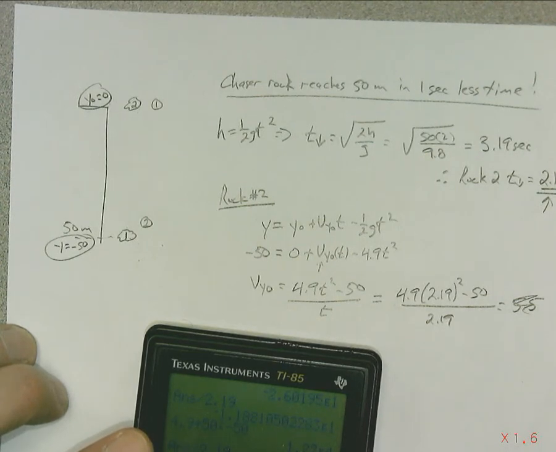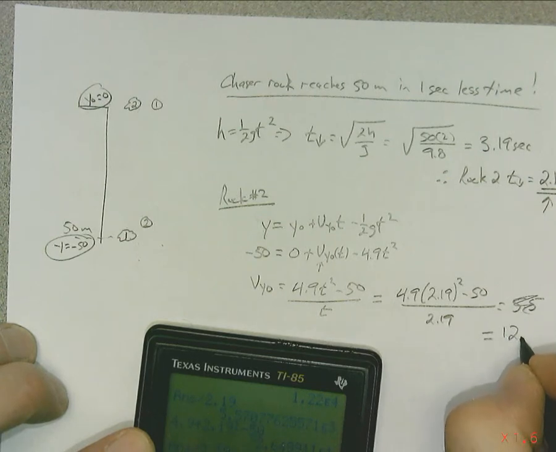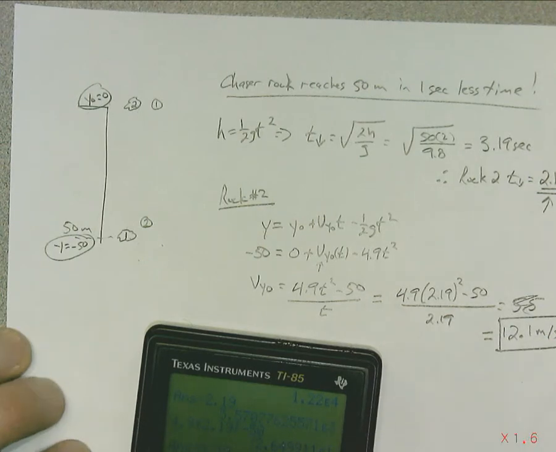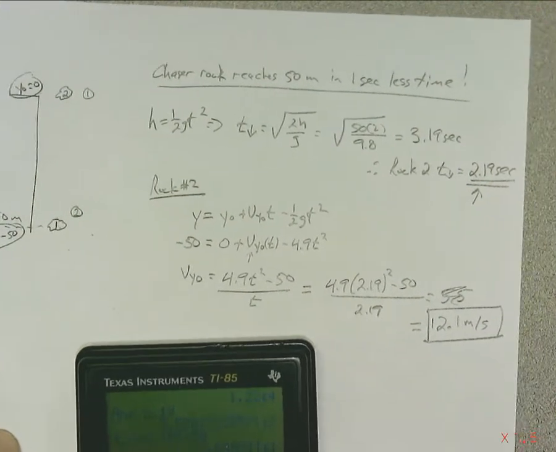Sorry about that. 4.9 times 2.19 x squared minus 50, enter, divided by 2.19, enter. This looks better. This is equal to 12.1 meters per second, and that is the answer to the problem. Vertical speed. Whoops, I'm going off the page there.